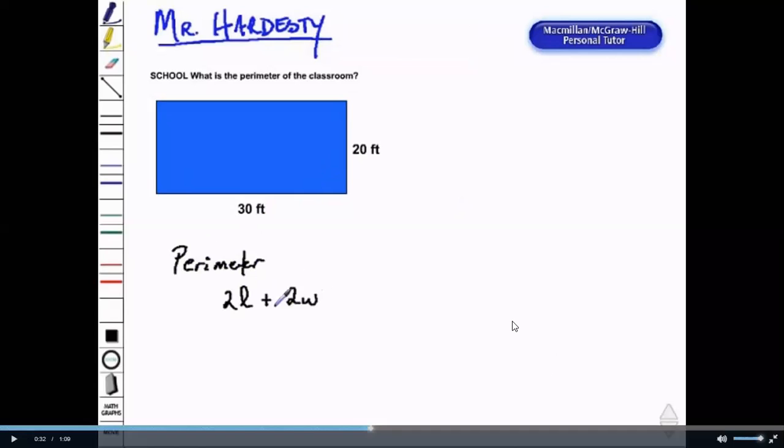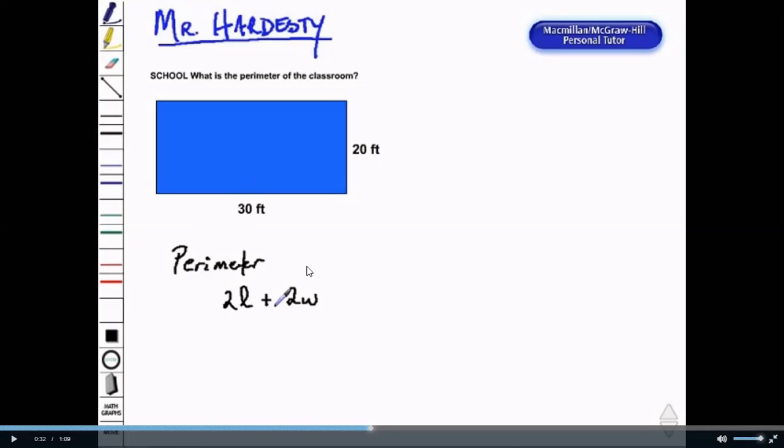As you see, to find the perimeter means to find the distance around the shape. There is a formula to find it, by using the formula of perimeter for the rectangle: 2 times the length plus 2 times the width. I have length and width. Any one of them can be width and length. This may be length 20 and the width 30, or this length 30 and this width 20.